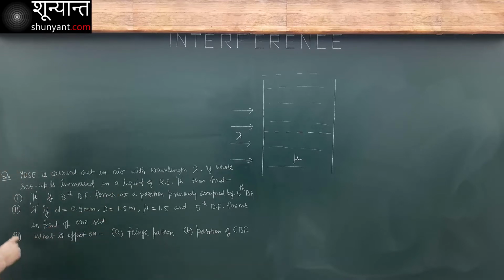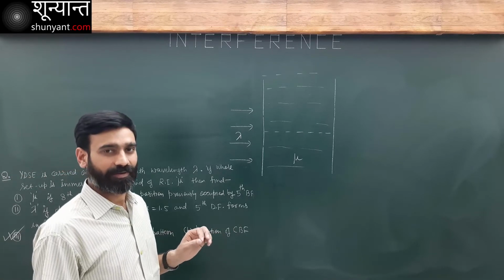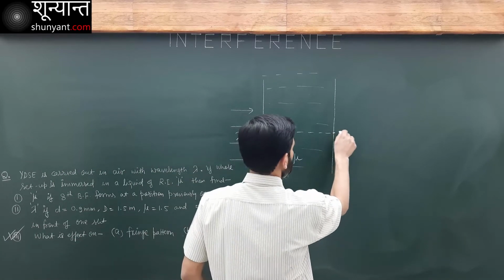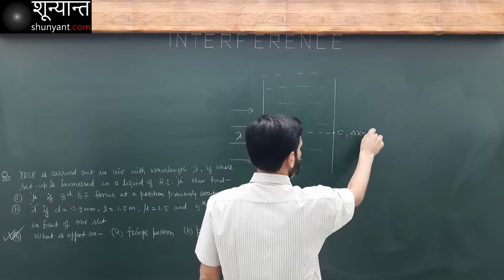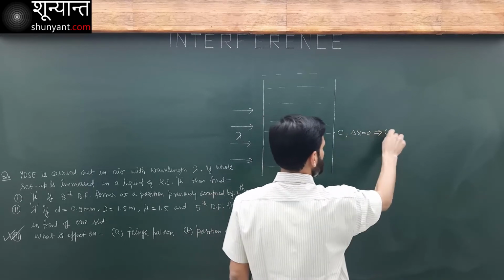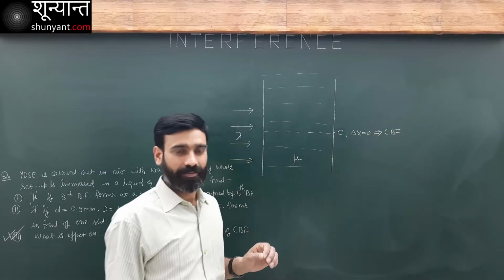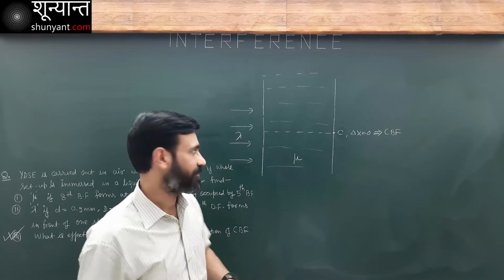Let's first start with this. What is the effect on the fringe pattern? Position of central bright fringe. Before I fill up this whole thing, what is delta x? Delta x here at the center is 0. That means I get a central bright fringe. Path difference is 0, so I call it the central bright fringe or zero order maximum.